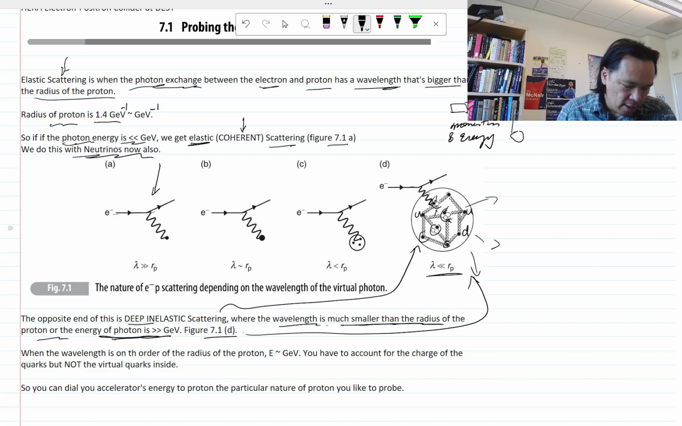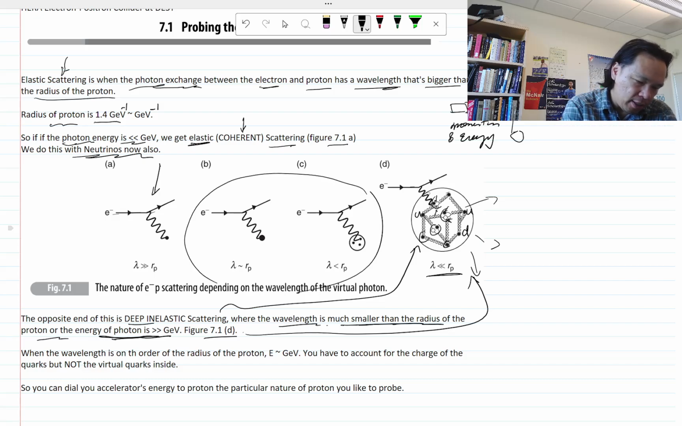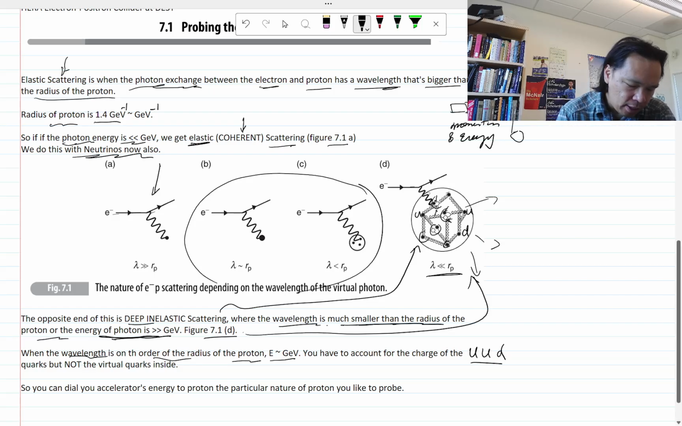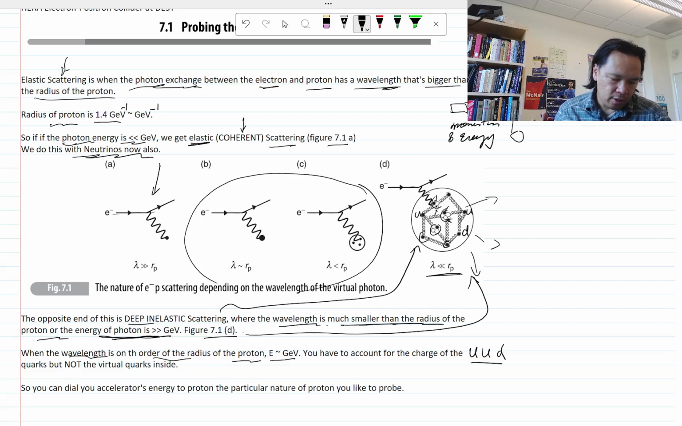Okay. So but then the intermediate case here, I'm just going to lump those together. Where the wavelength is on the same order of the radius of a proton, meaning the energy of the photon exchange is about a GeV, right? You have to account for the real quarks, meaning the two U's and the D inside. But what happens is that you don't tend to probe the virtual quarks, okay? Where these virtual quarks are the ones that are being created by these gluon lines, okay?